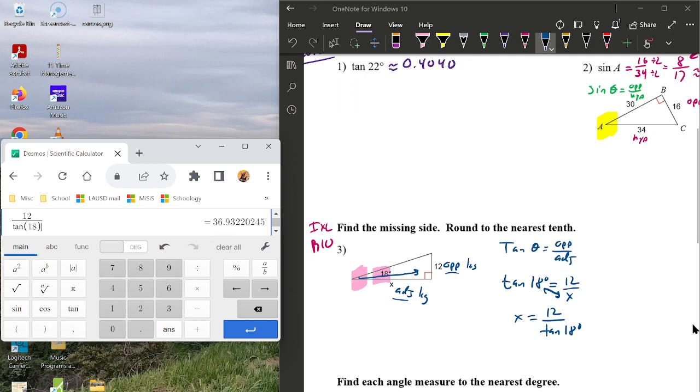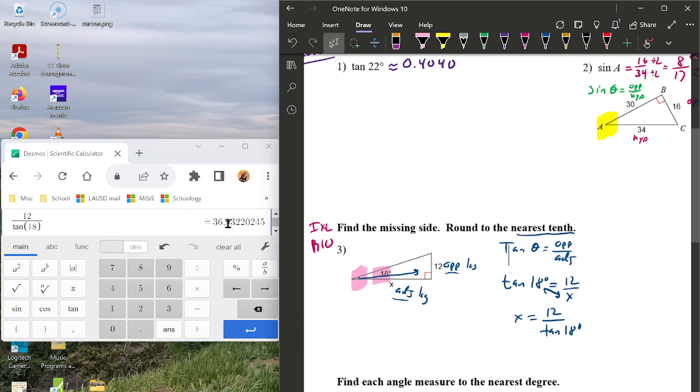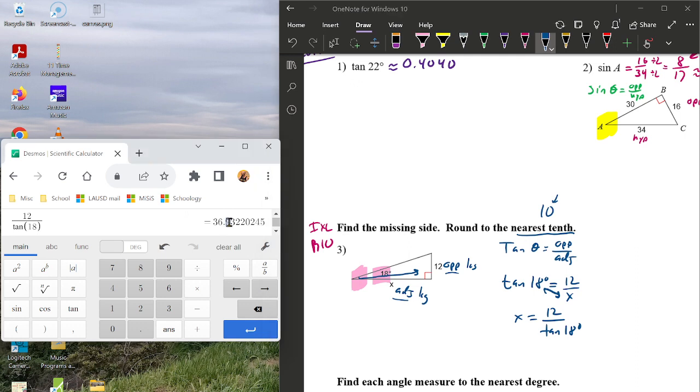Again, it's asking us to round to the nearest tenth. 0.9 is tenths, because again, if you think 10, you've got 1 0 there, so that's 1 decimal. So that's 9. I'm going to look at the 3, that says round down. So x is going to be about 36.9 units, whatever those happen to be for this problem.